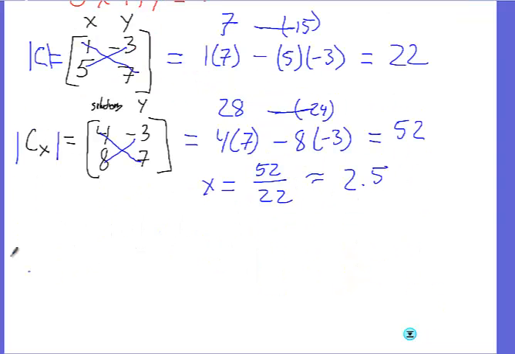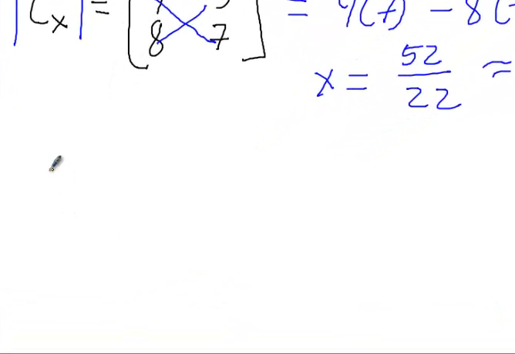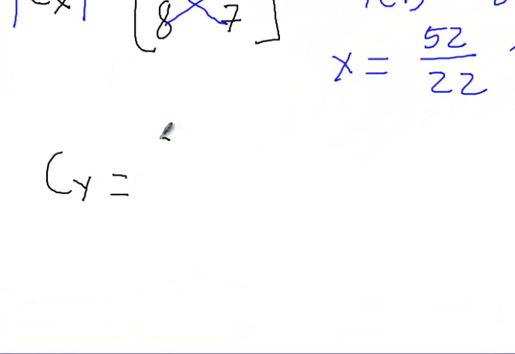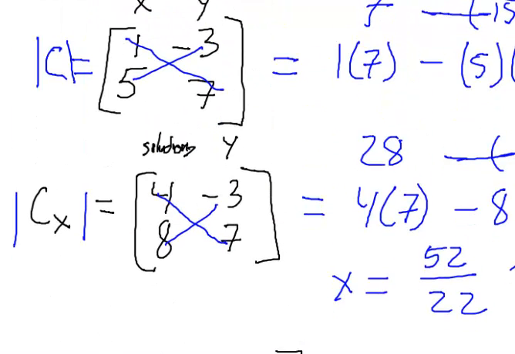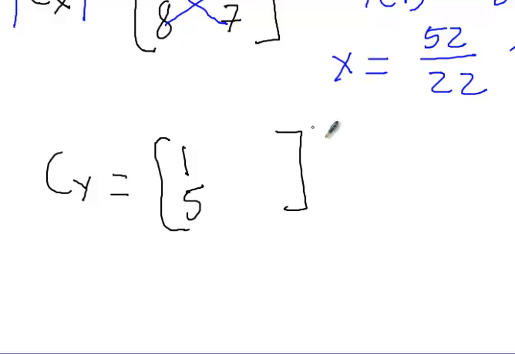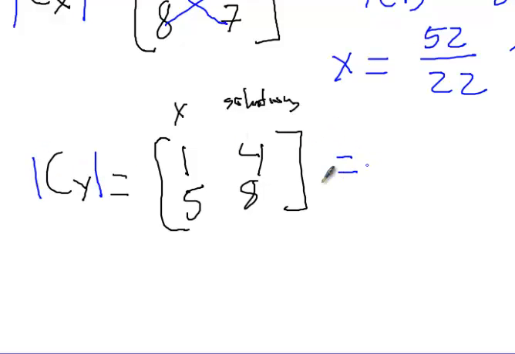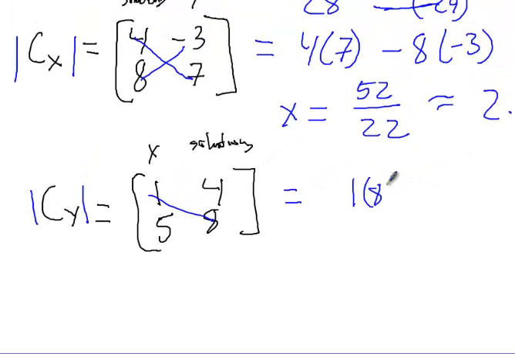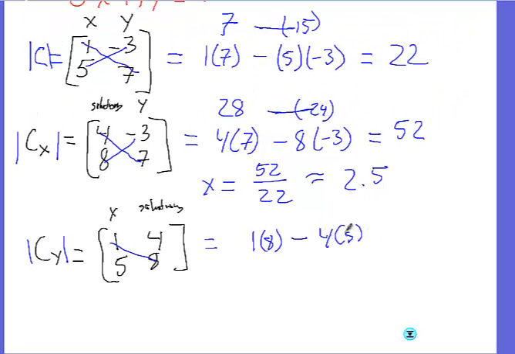Now we need to find the answer to our y variable. So C of y is going to be equal to, since we don't want to solve for x, we're going to just rewrite the original coefficients of x, which was 1 and 5. Now in the y column, we're going to put our answers to each equation, which is 4 and 8. This is x, and this is your solutions. Again, we need to find the determinant of this matrix. So it's going to be 1 times 8 minus 4 times 5, which is 8 minus 20, or negative 12.